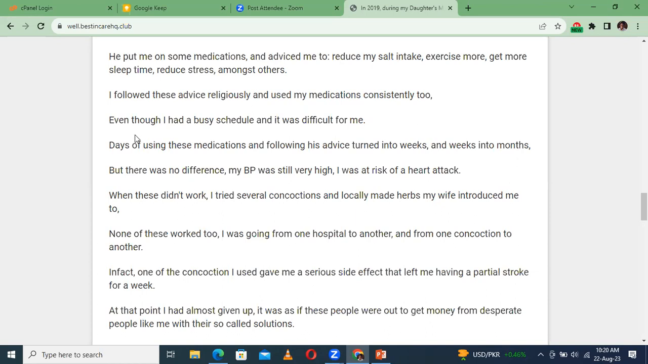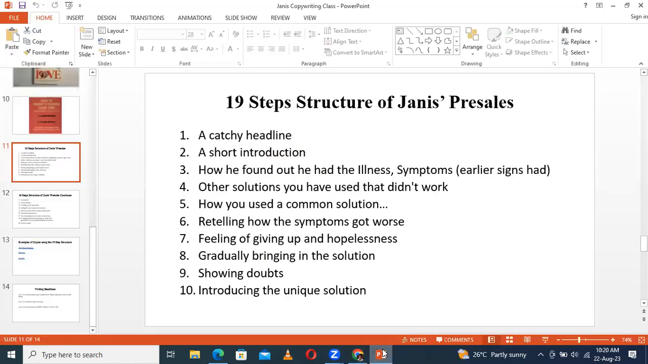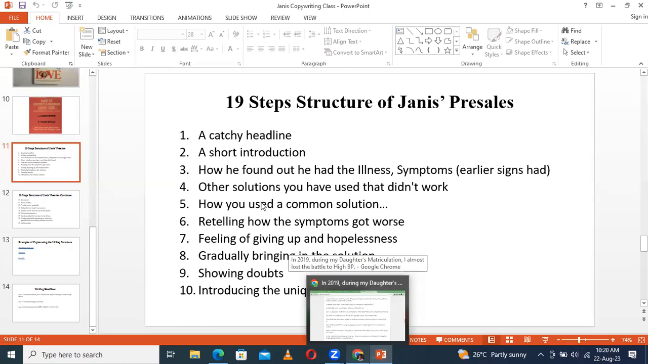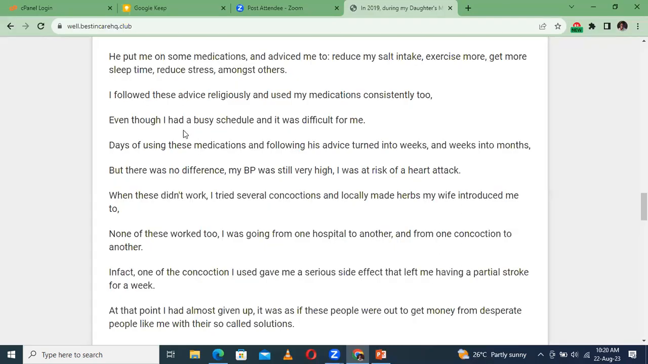Where was I? Days of using these medications and following his advice turned into weeks and weeks into months. But there was no difference. My BP was still very high. I was at the risk of a heart attack. What number are we now, guys? Number 4. Yeah, now we've entered. Good. Let's proceed.